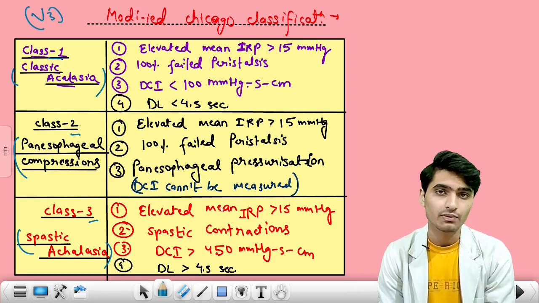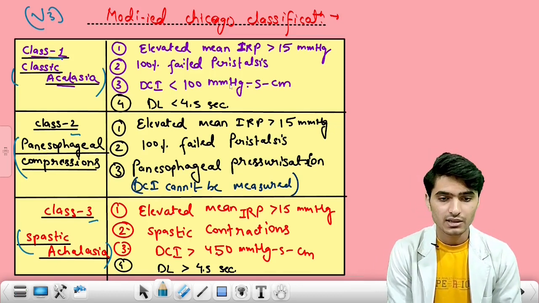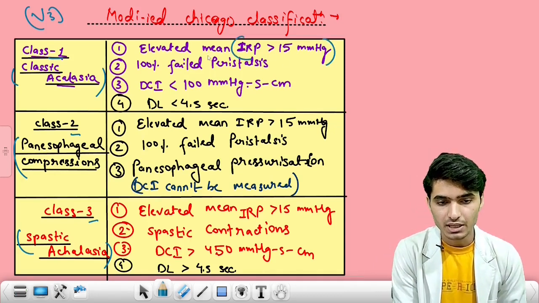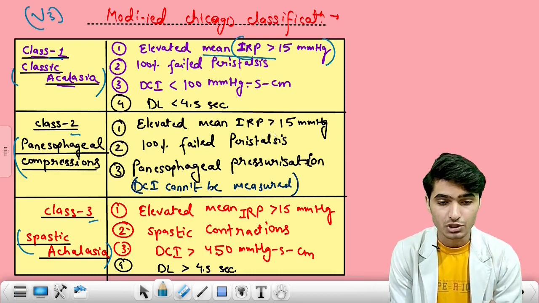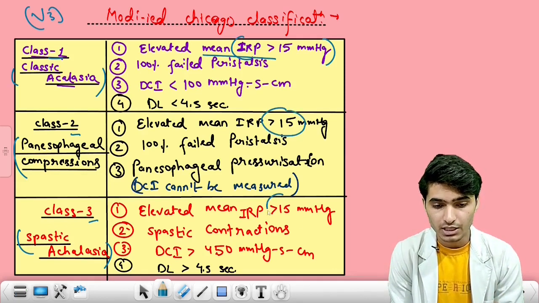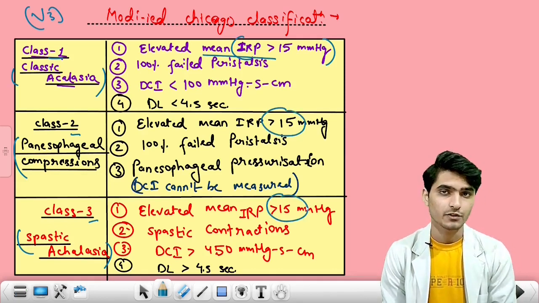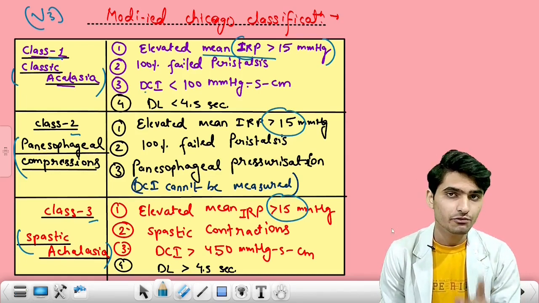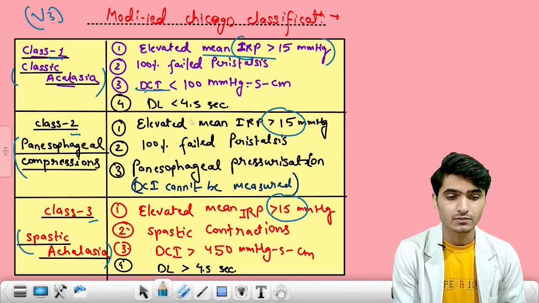And what is the common thing among the 3 classes? First point, the mean IRP value is common, which is more than 15 mm Hg in all the 3 cases. This is the common value. So this is the first term. Second term is DCI.